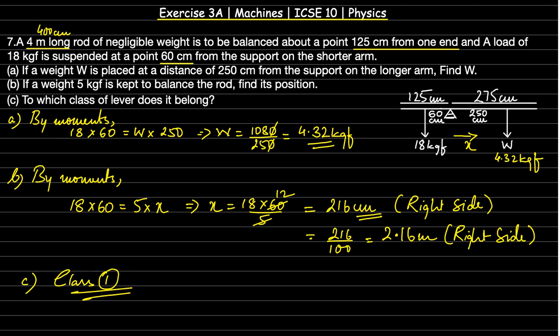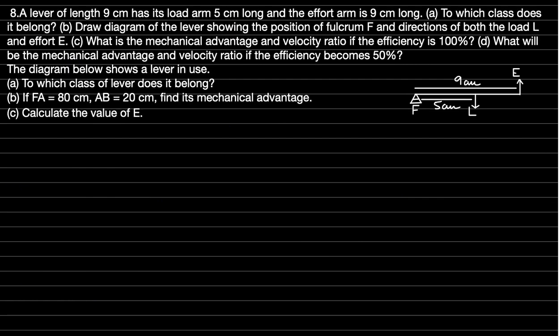Getting into the next question. A lever of length 9 cm has its load arm 5 cm. That means the load is kept at a distance 5 cm from the fulcrum. So here, this is the clue, so that when it is given load arm is 5 cm, we should understand that from the fulcrum the load is at a distance of 5 cm, and that is how I got this 5 cm here. And the effort arm is 9 cm long.